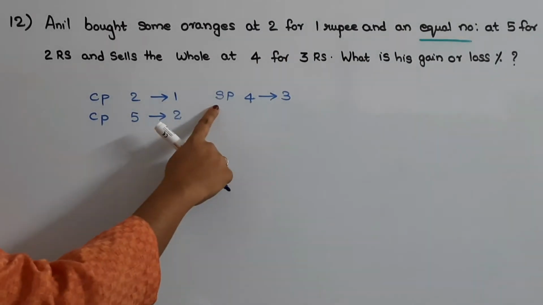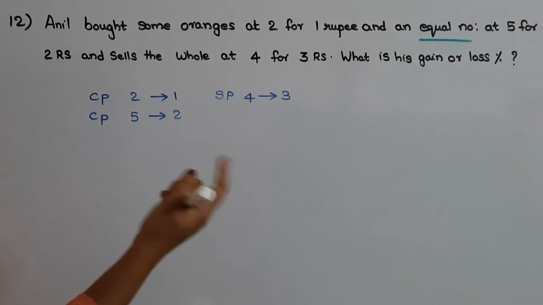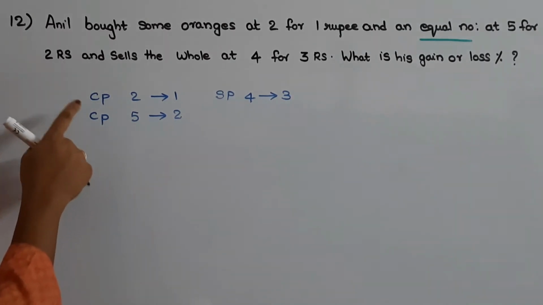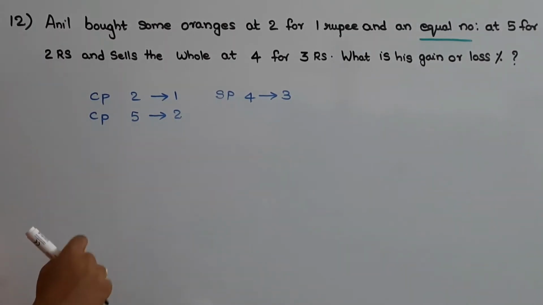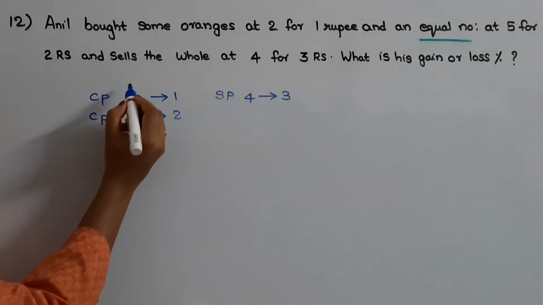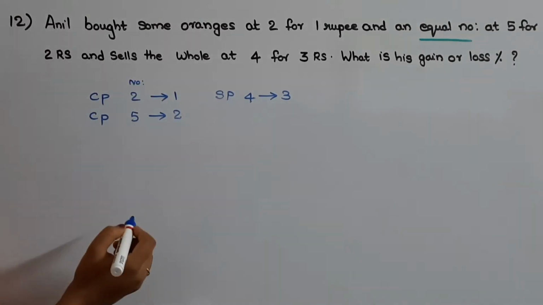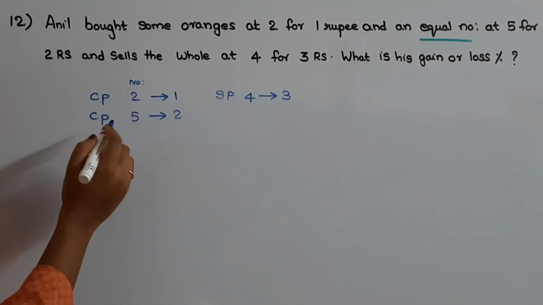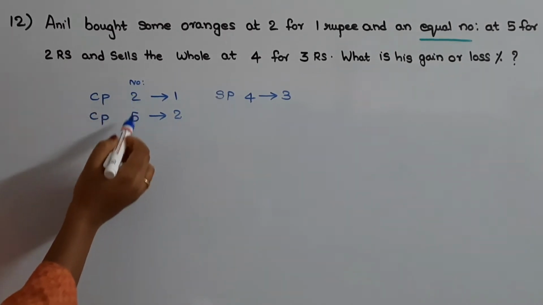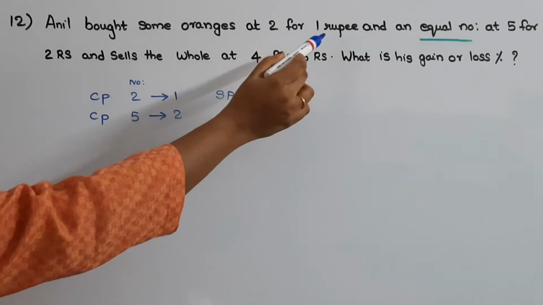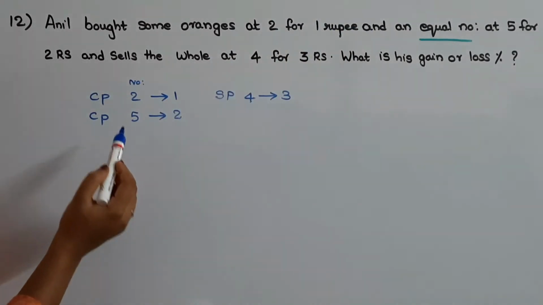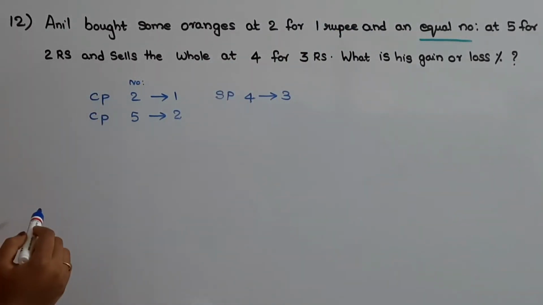So here the selling price is given for the whole oranges. So we need to consider the cost price also for the whole oranges. So for that we need to add this number of oranges as well as this cost price. So before adding we need to make this number of oranges same, because it is given that he bought equal number of oranges in the first case as well as in the second case.